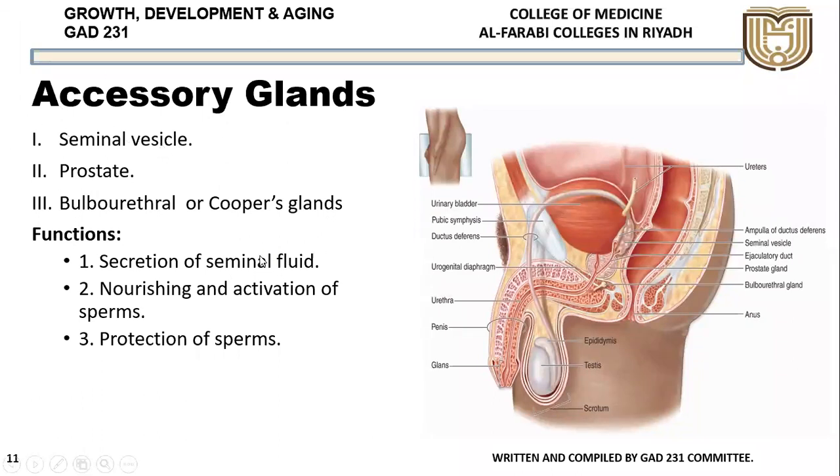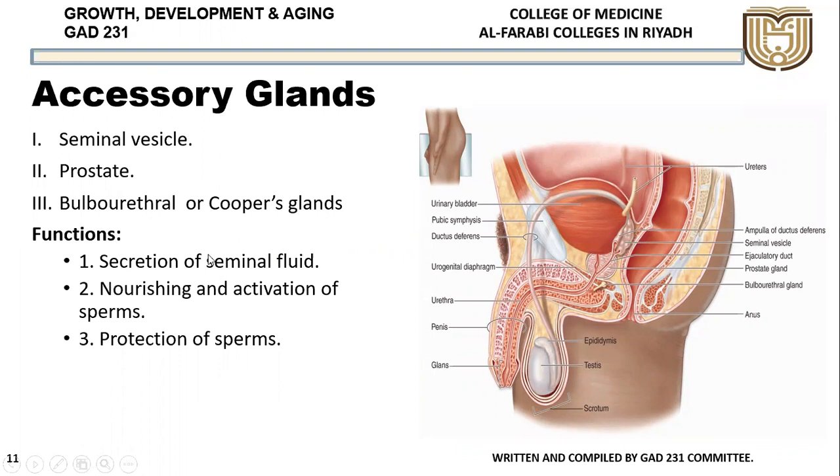That's why it is called seminal fluid. Even though the prostate and bulbourethral gland also produce it, this fluid is called seminal fluid because the main content will be coming from the seminal vesicle. So these organs will produce the seminal fluid.